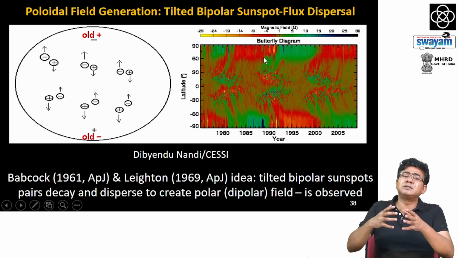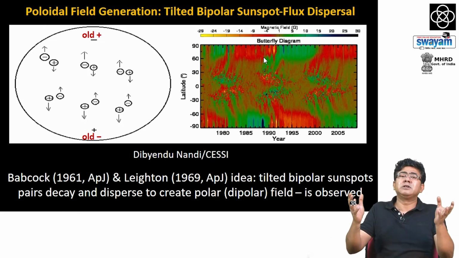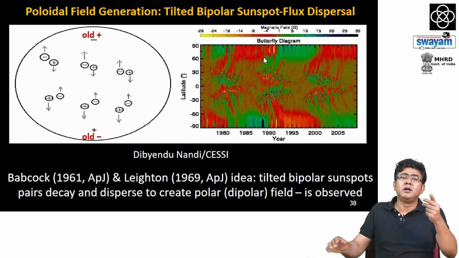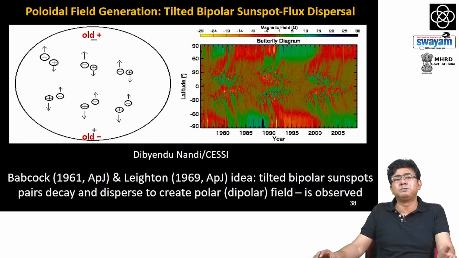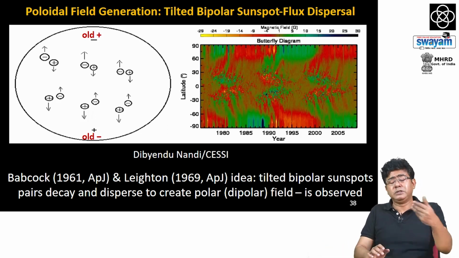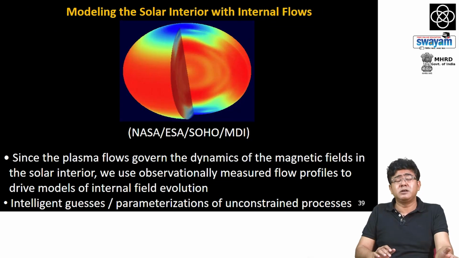And this sort of links this dipolar field reversal, the large scale polar field reversal, with the sunspot cycle, and this was something that was first proposed by Babcock and Leighton and is now known as the Babcock-Leighton process, which also plays a very important role in the dynamo mechanism.